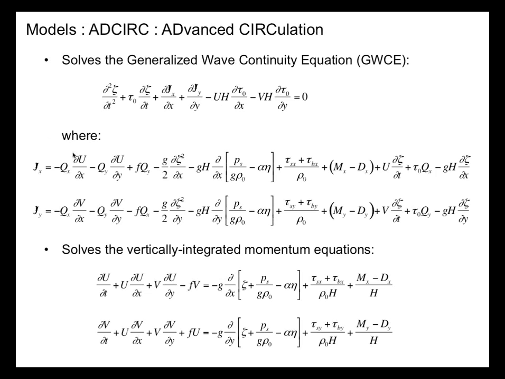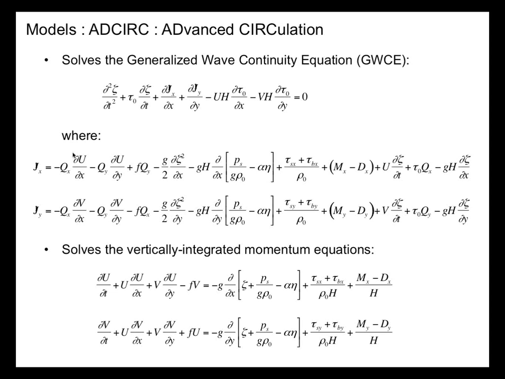So that gets coupled to our circulation model, ADCIRC, and ADCIRC actually does not solve the traditional shallow water equations. It solves another variant of the shallow water equations called the generalized wave continuity equation, which is obtained by manipulating the shallow water equations in a certain way. And so we solve for the water elevations, eta, using this second-order wave equation at the top, and then we couple that with the vertically integrated momentum equations.